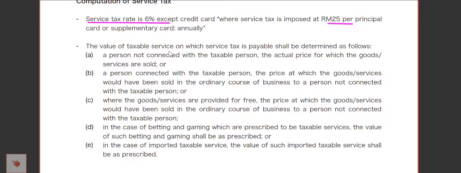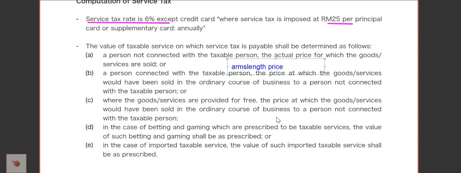Okay, now the value for service tax is based on arm's length. Although there's a lot of description here, it's based on arm's length. That's why they say that if the persons are not connected, that means they are not related, you take the actual price. If the persons are connected, you should take the price that you would have sold in the ordinary course as though they are not connected. Meaning we just take the arm's length price will do.